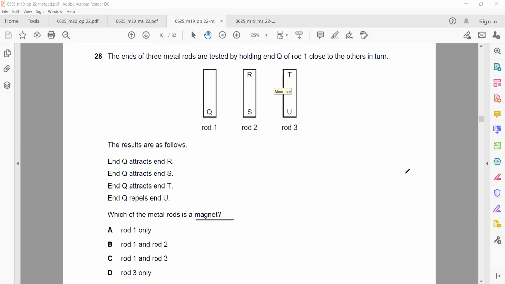Because for magnets, like poles repel and unlike poles attract. So rod 1 and rod 3. But what about rod 2? Rod 2 is made up of magnetic material, but it's not a magnet because it is an induced magnetism. The opposite pole will be induced and it is always attracted. That's why rod 1 and 3 are the magnets.